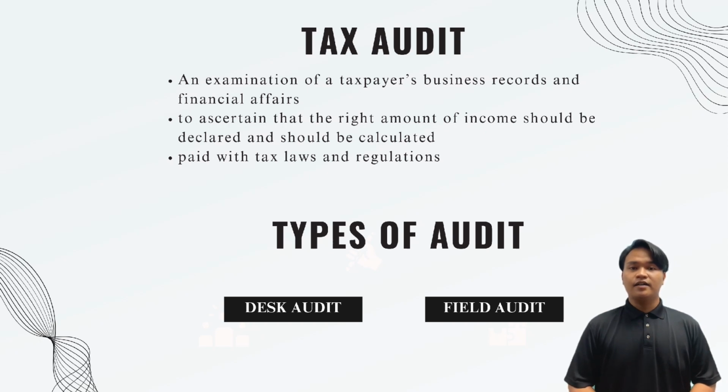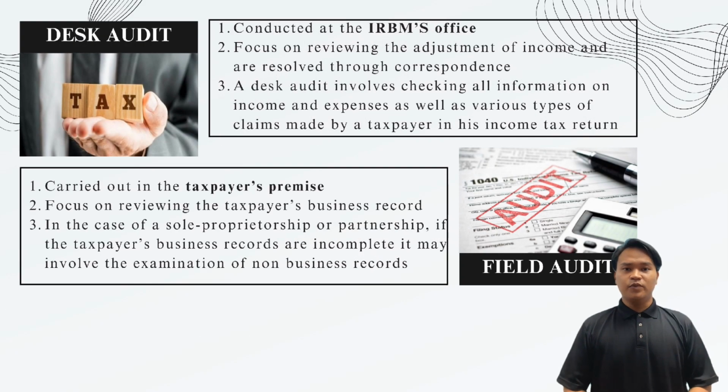Next, IRBM carries out 2 types of audit, which are desk audit and field audit. These are the differences between desk audit and field audit. First, desk audit is conducted at the IRBM's office, while field audit is carried out at the taxpayer's premises. Secondly, desk audit focuses on reviewing the adjustment of income and is resolved through correspondence, but field audit focuses on reviewing the taxpayer's business records.